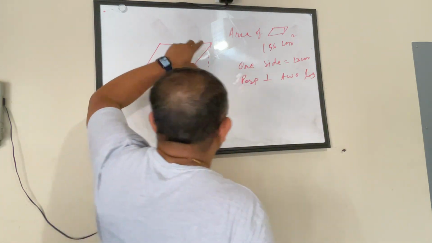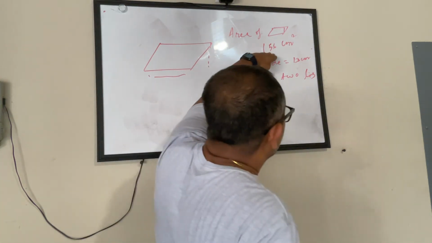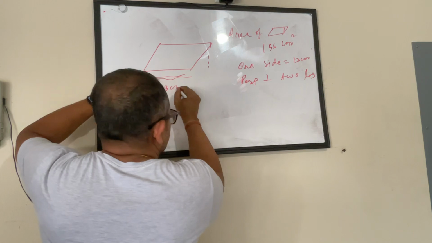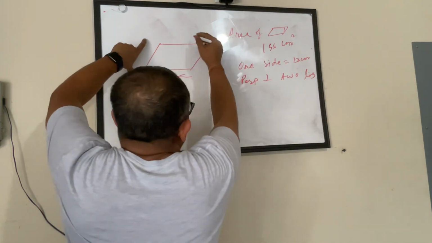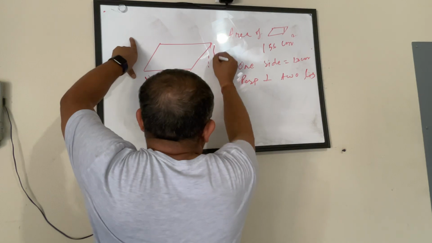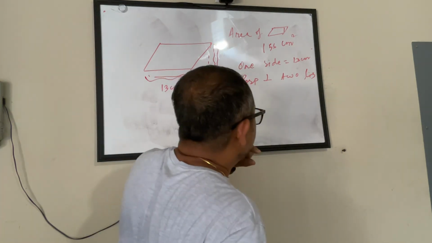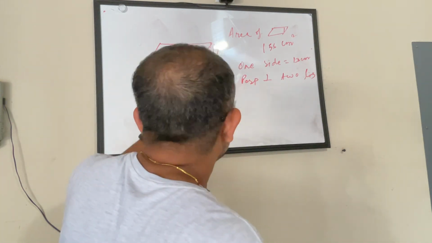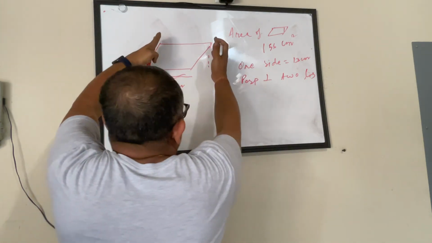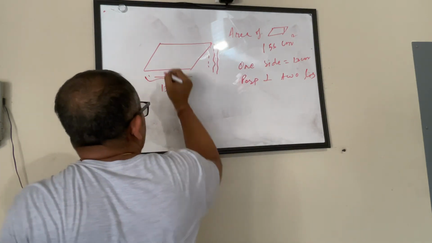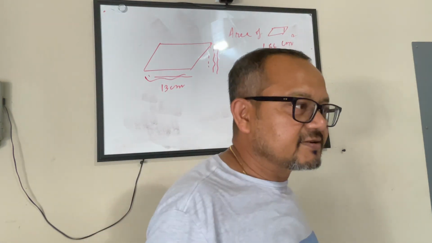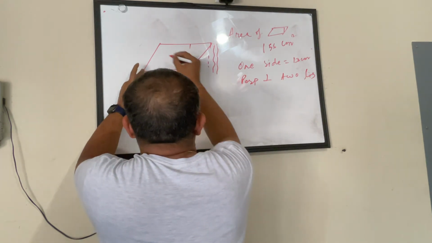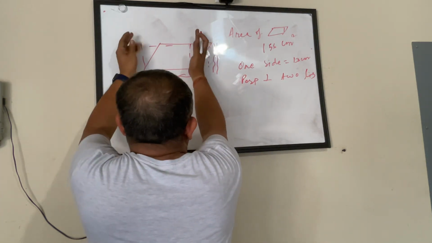So here's the question. This is my parallelogram. My area is 156 centimeters square. One of the sides is 13 centimeters. You have to find out the perpendicular distance between the two lines, and then find out the perimeter of the rectangle that we make with the same base. Meaning, keeping the same base, if I make a rectangle, find out the perimeter for this.